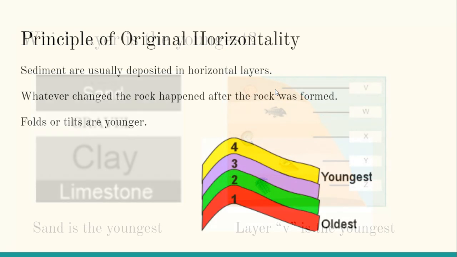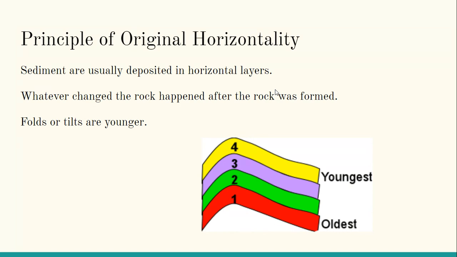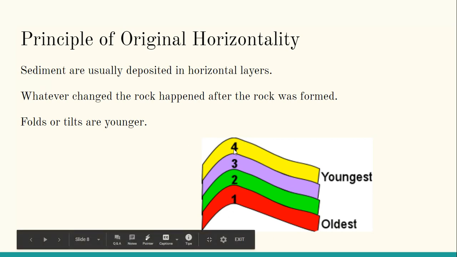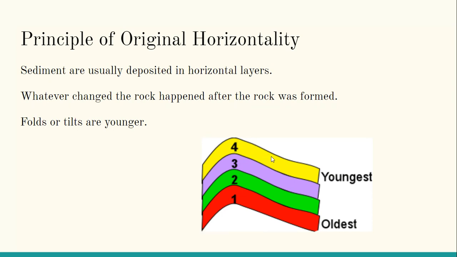All right, awesome. Now, the next law, that was the law of superposition. The next principle or law is the principle of original horizontality. The sediments are usually deposited in horizontal layers. So whatever changed the rock happened after the rock was formed. If there is a fold or tilt, it had to happen after it was laid down. So this fold happened after layers 1, 2, 3, and 4 were laid down, because you can't bend or fold something that doesn't exist. So it had to have been laid down before.